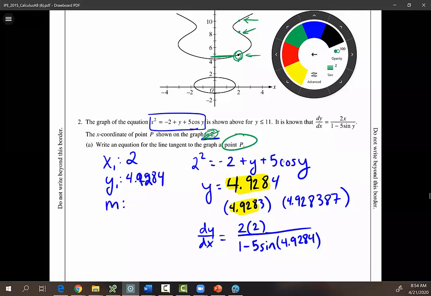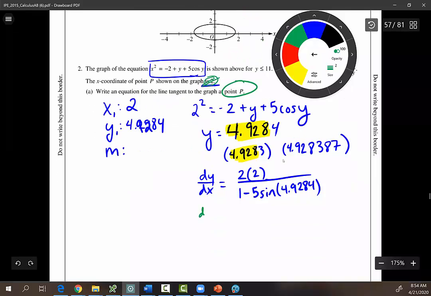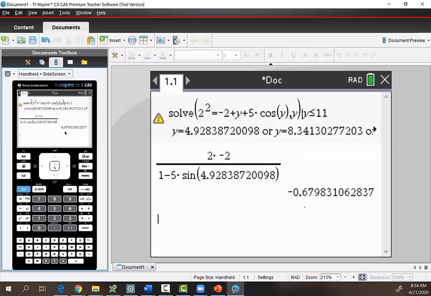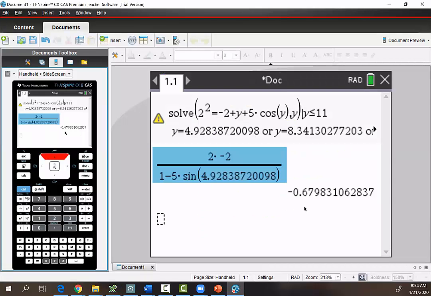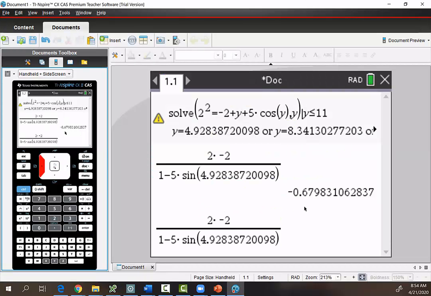Okay, so that was our slope. So dy dx was 0.679831. It's not negative. I somehow got a negative because I put in a negative 2 there. I don't know how I got a negative 2.